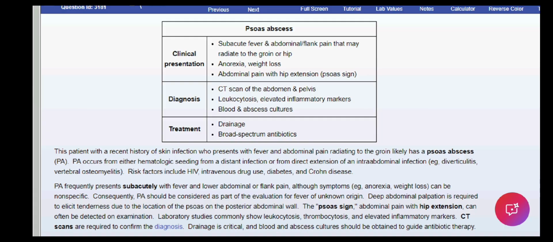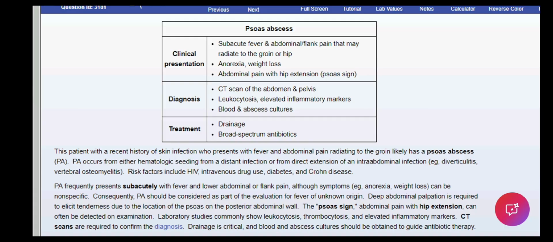You can see leukocytosis and elevated inflammatory markers. The most important thing is blood and abscess culture. The treatment is draining, and for that we take the patient to surgery. So the treatment is draining, and in addition to that, we will give broad-spectrum antibiotics. So we have a history of skin infections, who presents with fever and pain radiating to the groin, likely has a psoas abscess. This is subacute, with a psoas sign on hip extension. The most important thing is to do a CT scan.